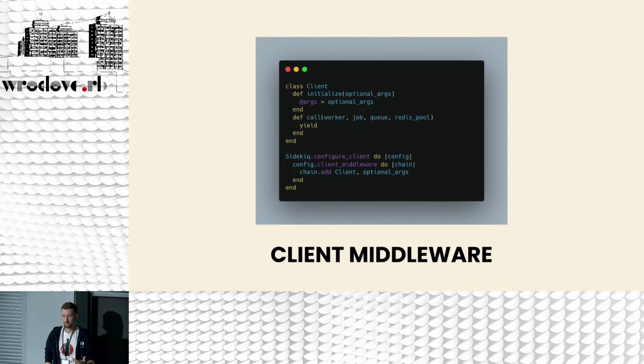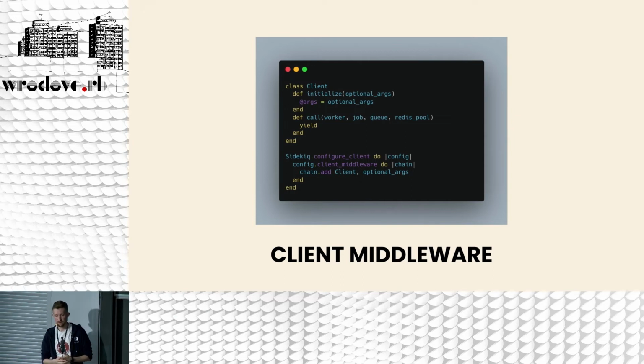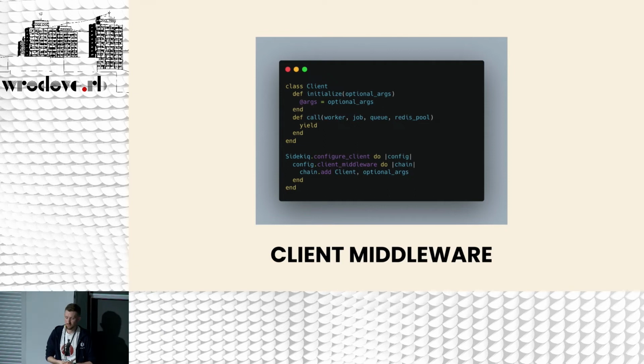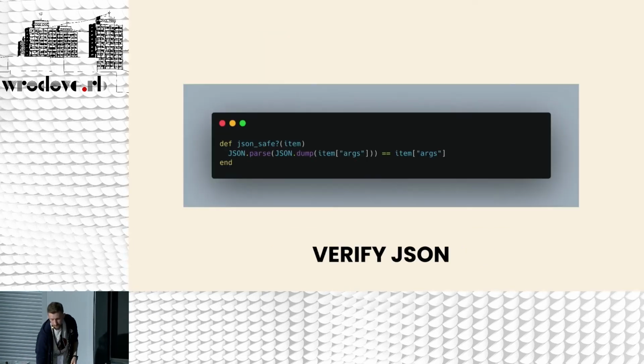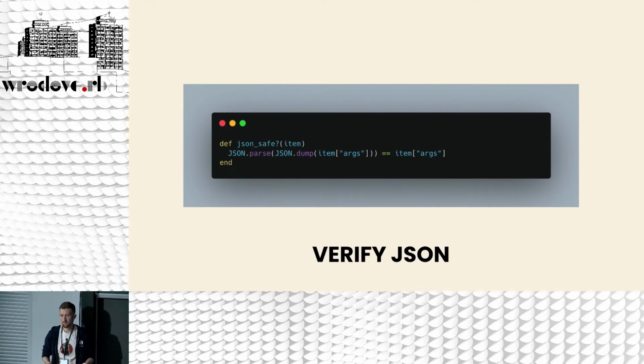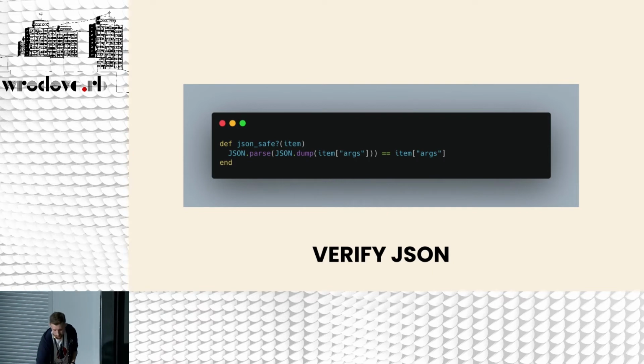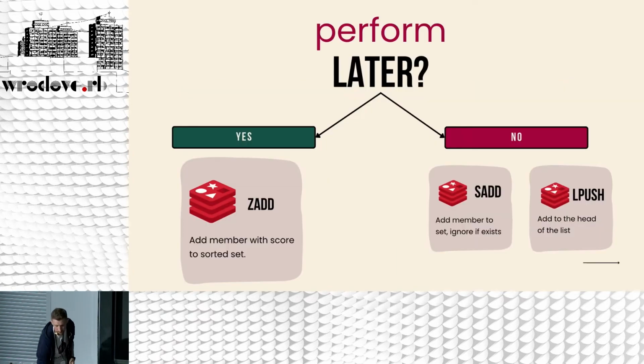And then the client middleware is invoked. As I mentioned before, this is the last step where we can reject the job from being saved into Redis. And that's how the skeleton looks. You can have some params at your disposal. You can even use the Redis pool to perform some action or even checks. Then the JSON is verified. As you can see here, the verification is quite simple. And if you are passing a very complex object, you most likely won't pass the verification. So I always advise to avoid that.